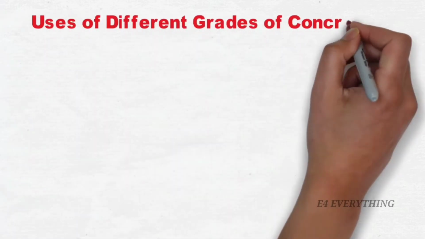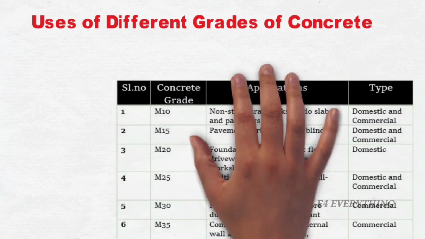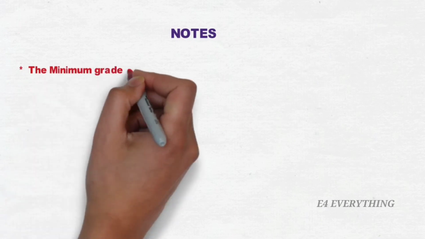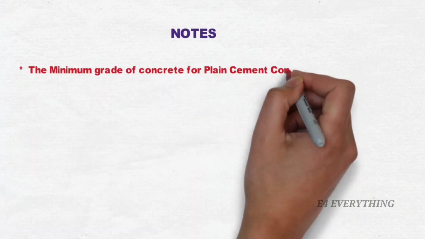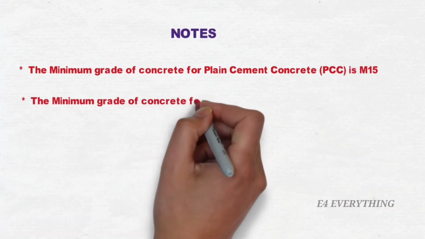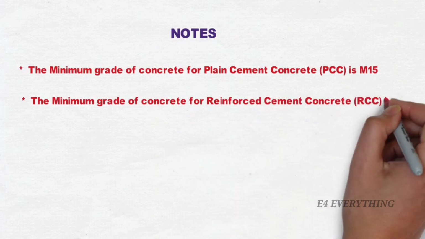Now we can look at the uses of different grades of concrete. The uses of concrete grades from M10 to M45 is shown in the table, and we can see that some of these grades can be used for both commercial and domestic purposes. Now let's look on to some important points regarding this topic. The minimum grade for concrete for plain cement concrete, that is PCC, is M15. The minimum grade of concrete for reinforced cement concrete, that is RCC, is M20.